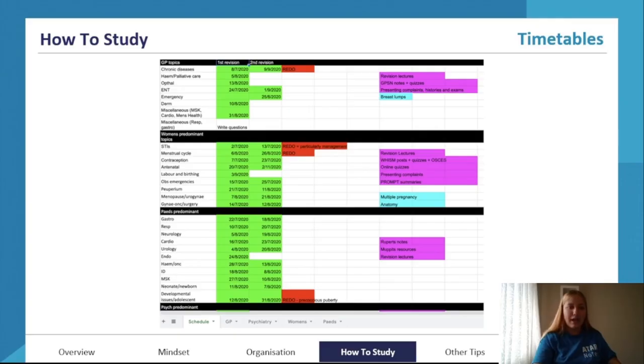So this is what it can look like. You can have timetables of your spaced repetition. So this is a really good example to set up. You can put in your first and second revision dates, for example, and then where it says redo in red, that means you have gaps in understanding of the content and you need to come back to it and revise it again. So this is really good.